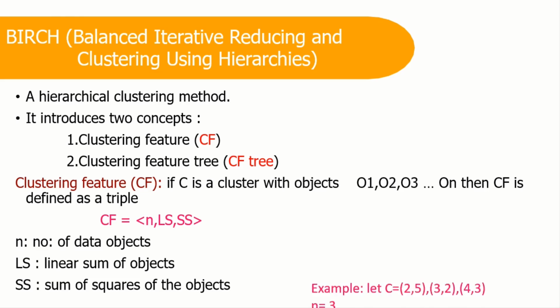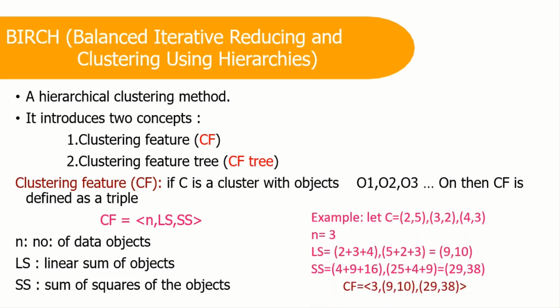Let's take an example to understand it in a clearer way. Let us suppose C is a cluster of 3 ordered pairs, that is (2, 5), (3, 2) and (4, 3). So the number of data objects here is 3. Similarly, the linear sum of the objects is 2 plus 3 plus 4 and 5 plus 2 plus 3, which comes out to be (9, 10). Similarly, the sum of squares of the objects comes out to be (29, 38). Then the clustering feature is CF = (3, (9, 10), (29, 38)).